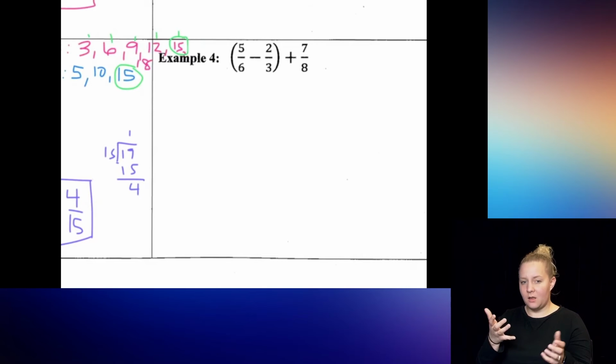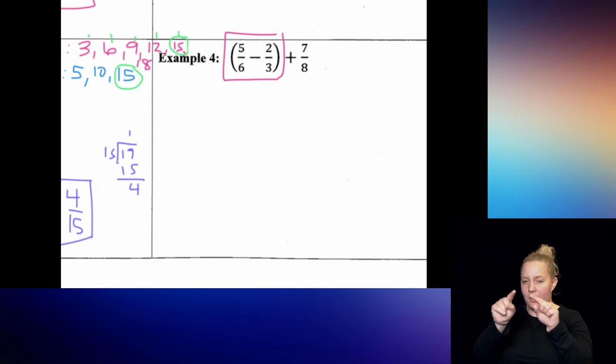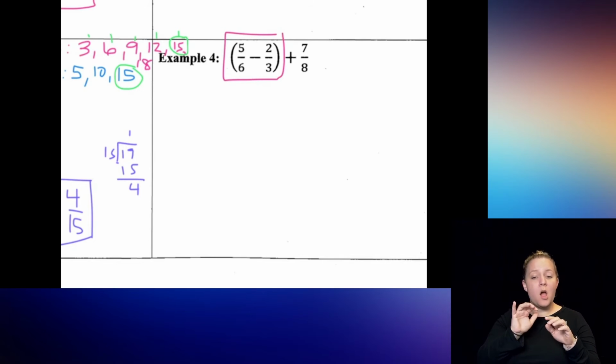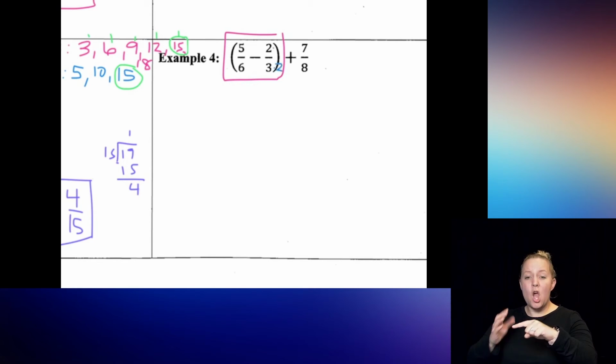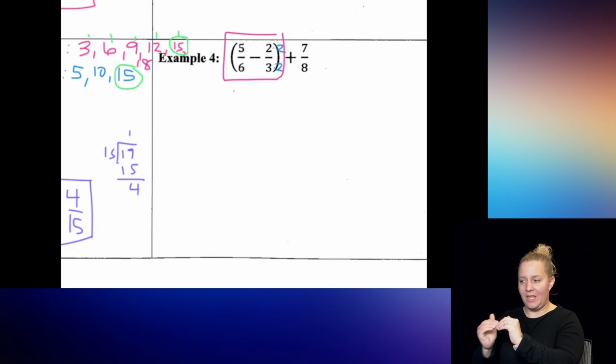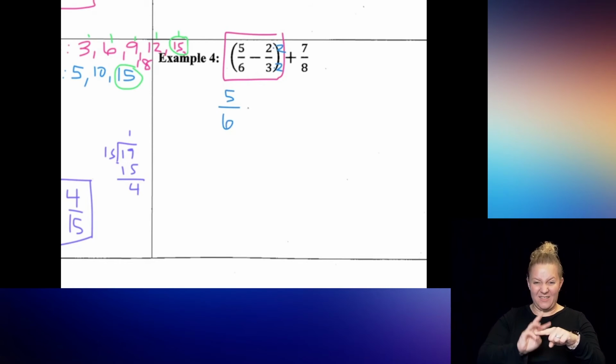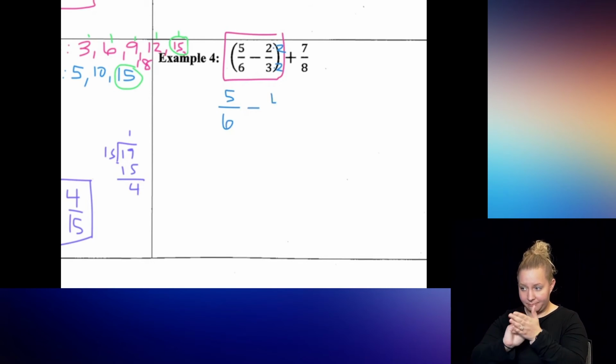Uh-oh, this one looks a little bit more intense. Right here, I'm going to start with what's in the parentheses. So I'm going to treat this like a totally separate problem. I know that my common denominator is going to be 6 because I multiply this 3 by 2 in order to get that denominator of 6. So really I just have 5/6 minus 4/6.